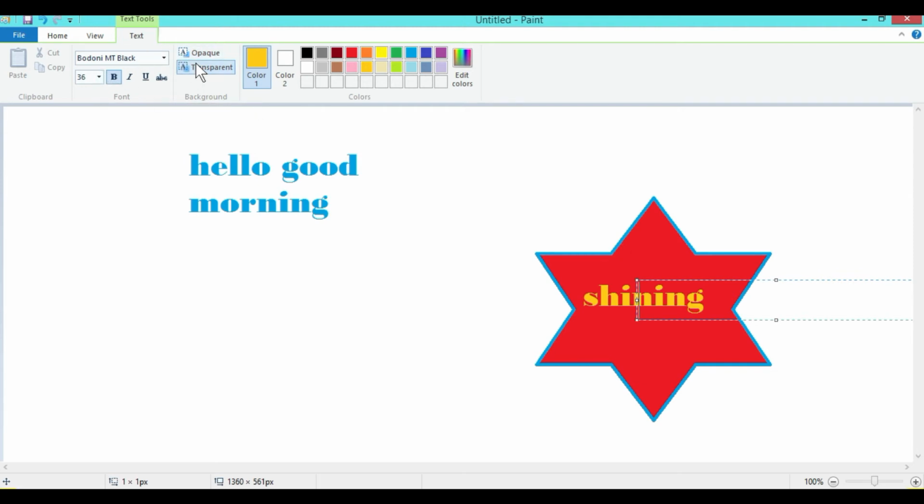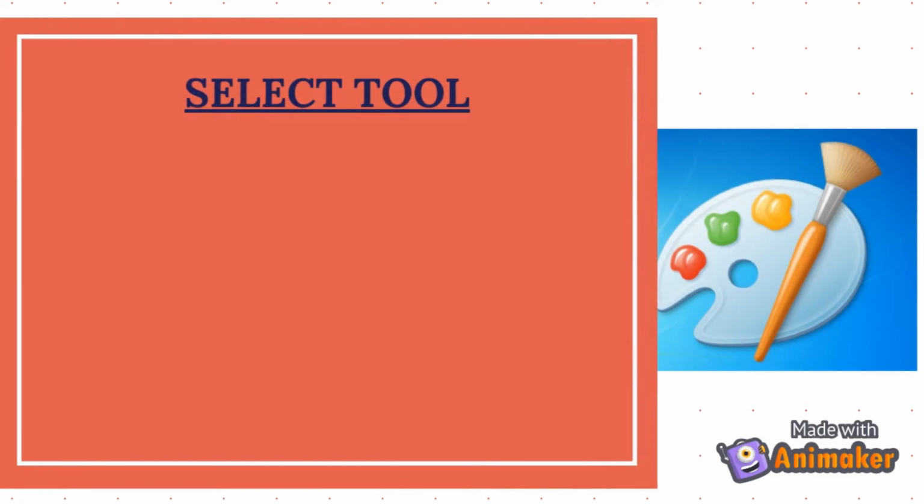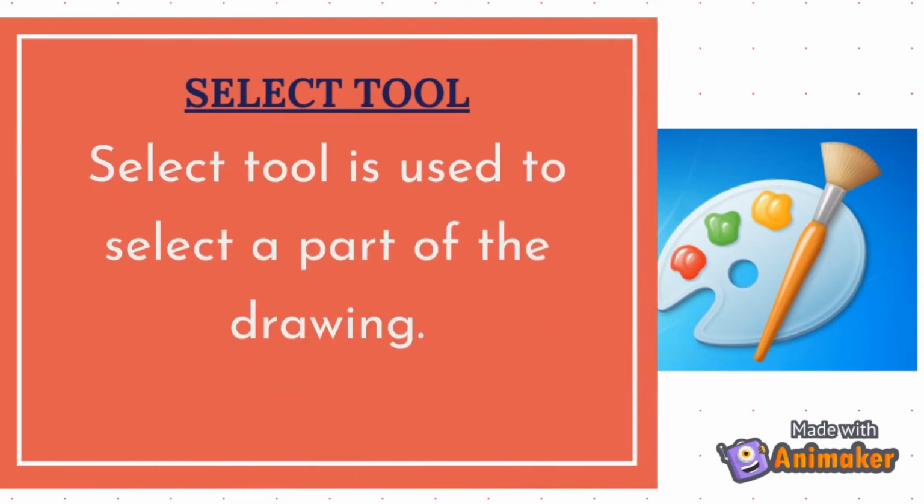So that's all for the text tool. Now the second tool about which we will learn today is the select tool. The select tool is used to select a part of the drawing.